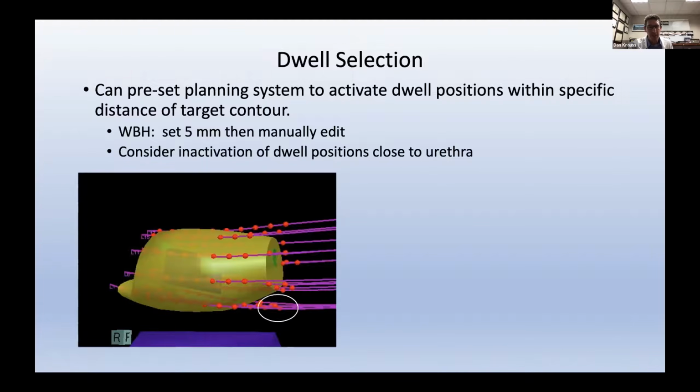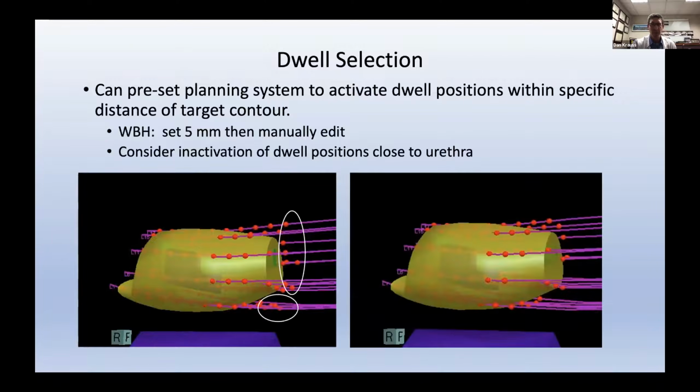But also, as you look here on the 3-dimensional rendering, you can see these dwell positions posteriorly likely aren't going to do much for us. I usually will turn off all dwell positions that are beyond the apex, because you can usually cover the apex adequately without those, and those will just serve to increase your urethral dose. So after you inactivate those, you get a dwell plan that looks more like this. Personally, I am very comfortable with dwell positions outside of the prostate. You just have to look at them all and determine the risk-benefit ratio, how badly you need coverage, and is it increasing dose to critical structures.